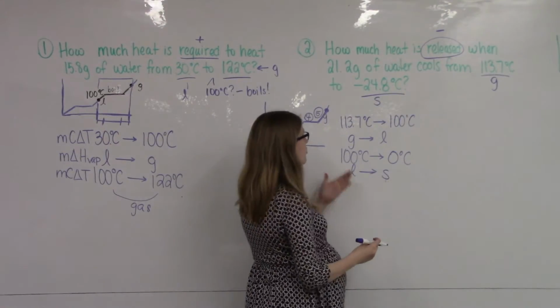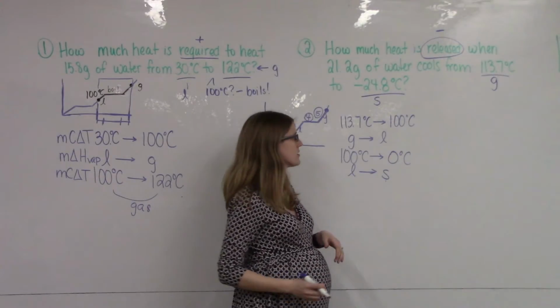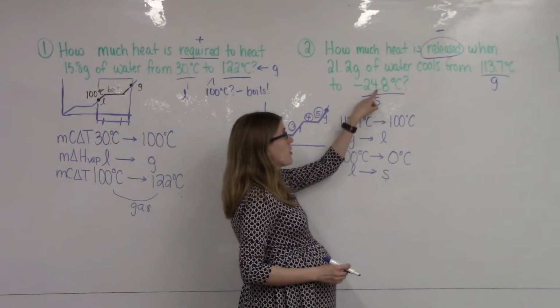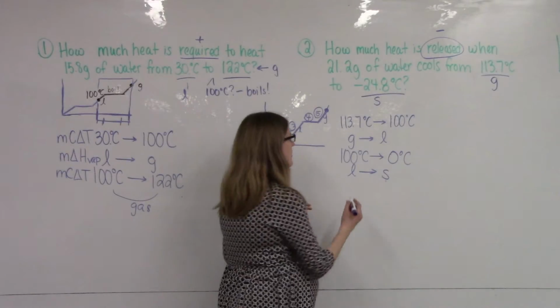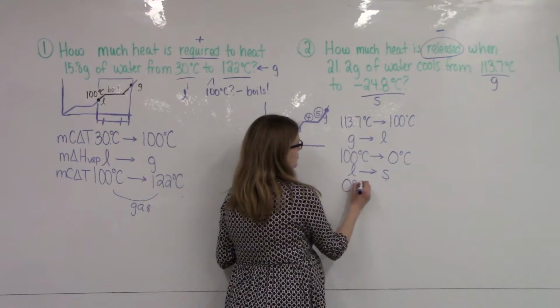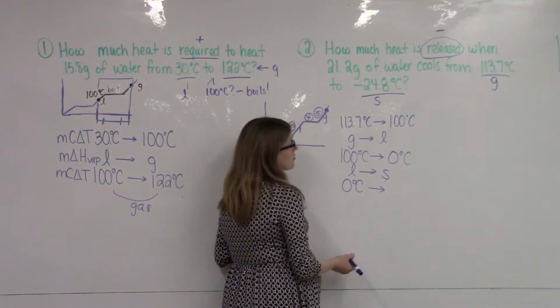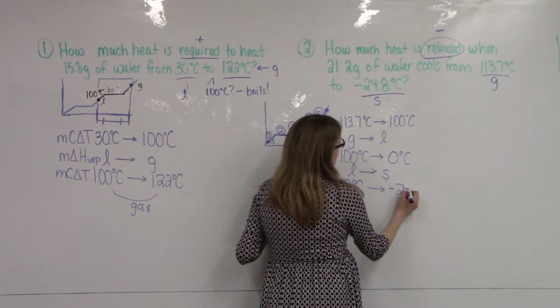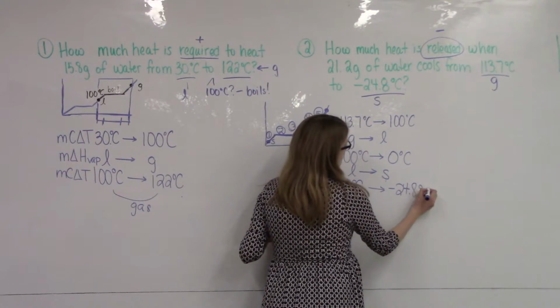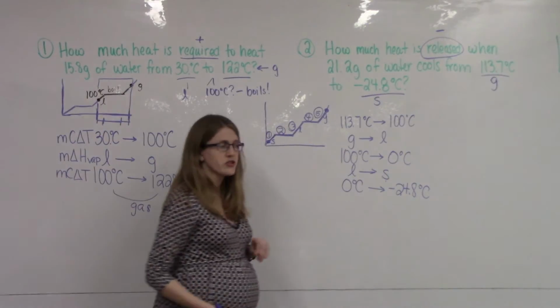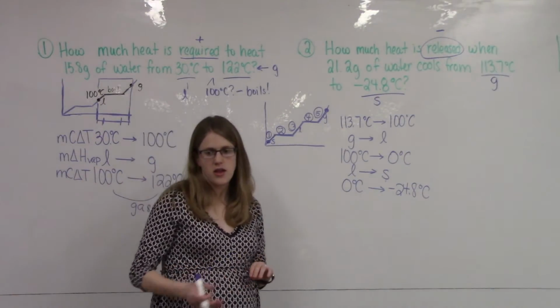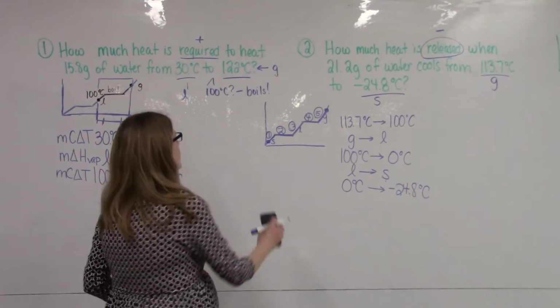And at that point, we're at 0 degrees Celsius, but we have to end with negative 24.8. So the last step would be to go from 0 degrees Celsius down to negative 24.8 degrees Celsius. So I will go ahead and write my equations down so we can see what we're doing.